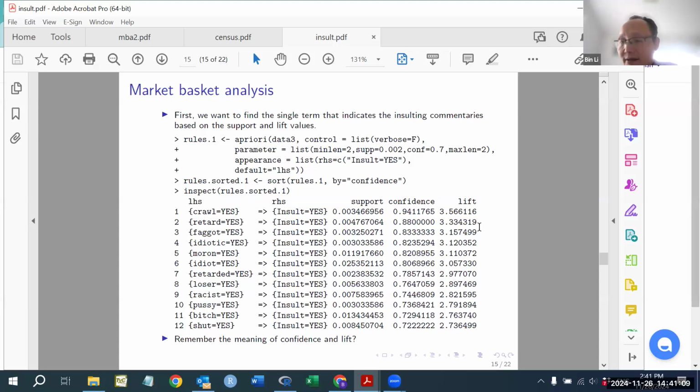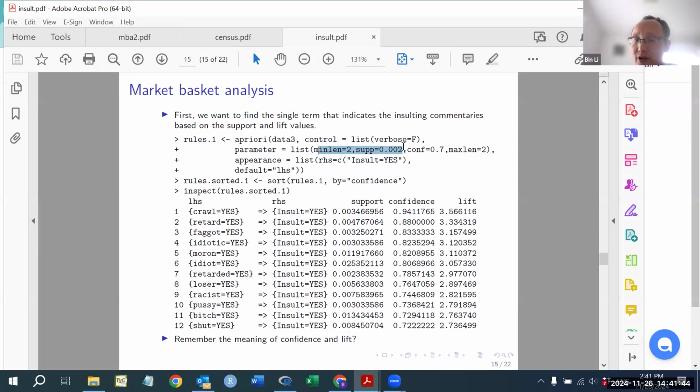Now the last part is the market basket analysis. So I also ran the MBA here because I want to find out those rules, that means, in this study, those bags of words that can identify the insulting status. Okay, so I use the apriori and I set the minimal length to be 2 to avoid the empty set for the left hand side.